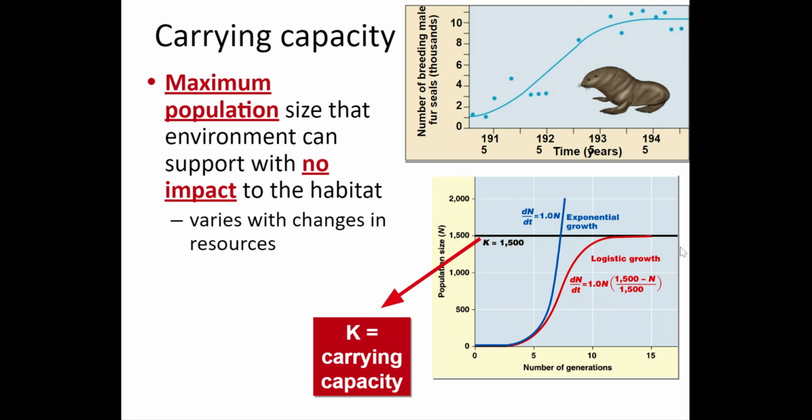When we take a look at this top graph over here, we're looking at the population of seals. So if we follow our graph along the line here, when it starts to level off, this is the carrying capacity, and that is in about 10,000 seals.